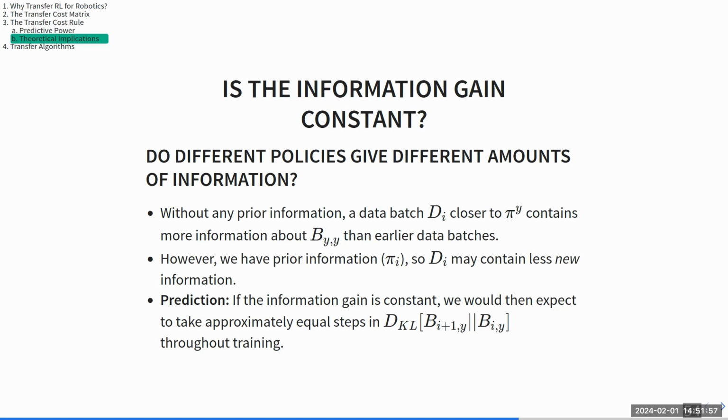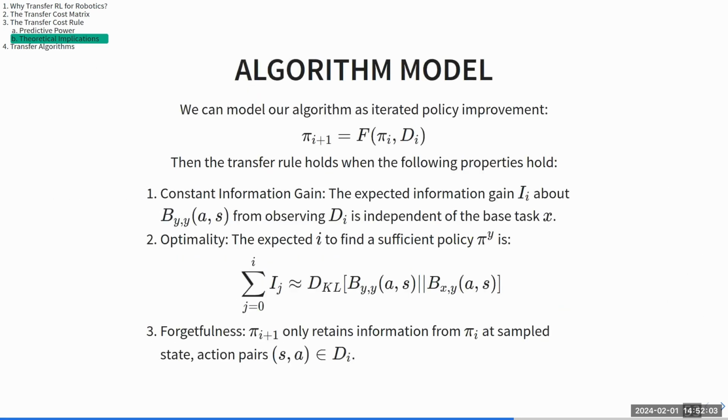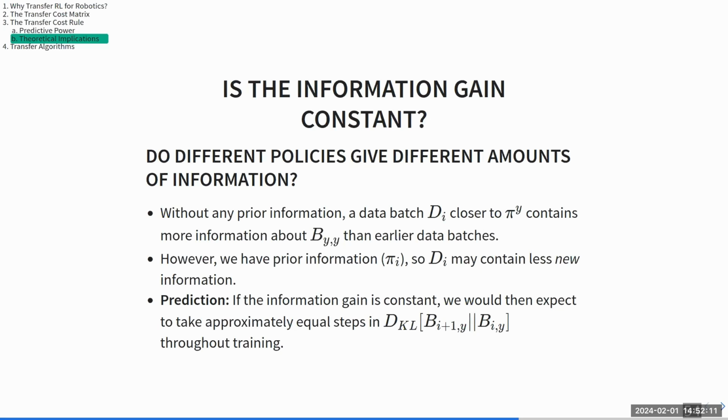Maybe surprising, there's sort of conflicting intuitions, and the prediction here that I'm making is that, okay, if the information gain is constant, the transfer cost rule will work. I observe the transfer cost rule working, so maybe the information gain is constant. Another prediction we make from the information being constant is that the KL divergence of behavior distributions of adjacent training steps should be approximately constant during training.